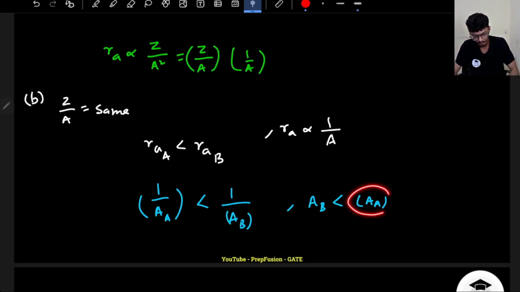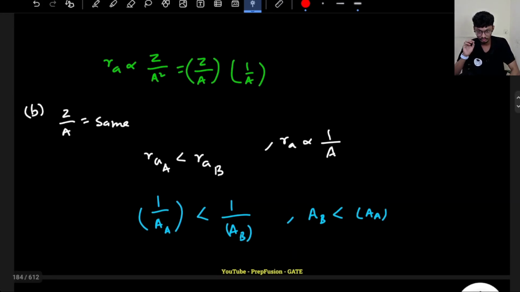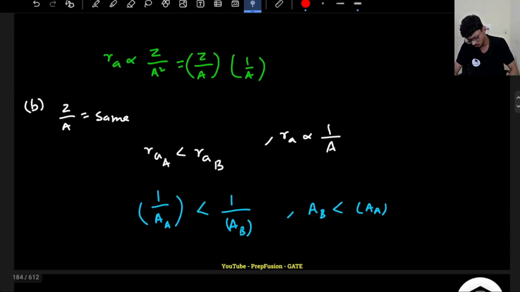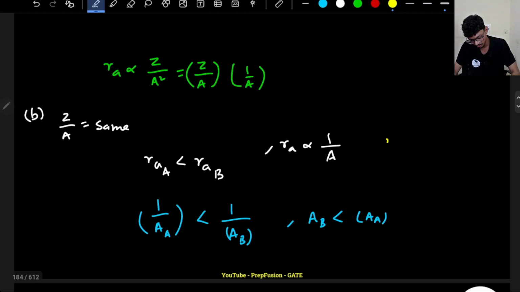If there are more parallel paths in machine A, then what does it mean? It basically means the size will be higher, right? If I am accumulating more parallel paths, then size is higher, correct? So let me take a few numbers, then you will also understand. So let's say I assume my Z to be 120, right? And let me assume Z by A to be constant, 10, right?